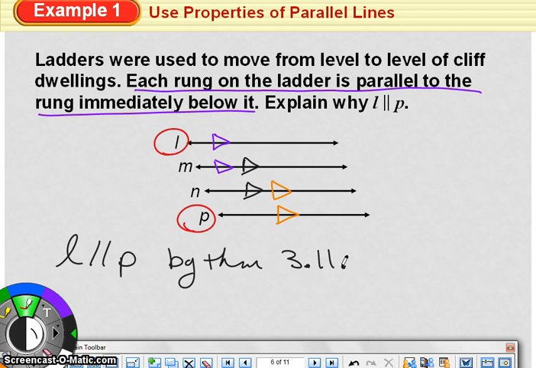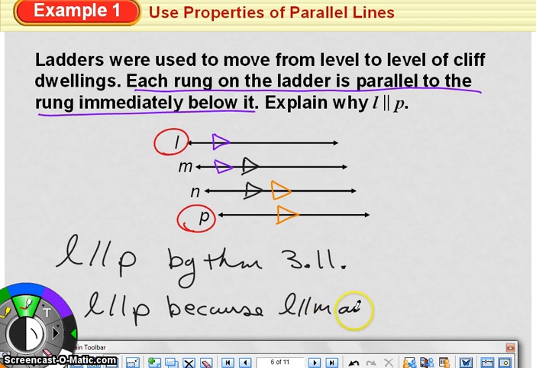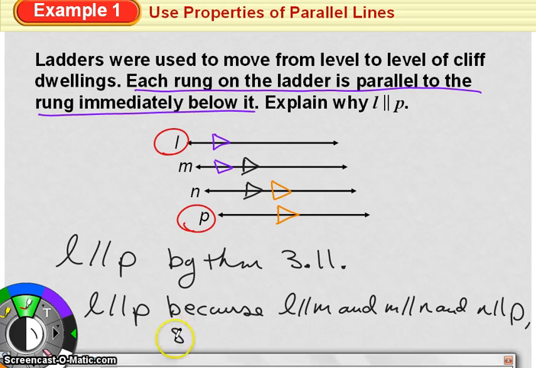Or we could say L is parallel to P because L is parallel to M, and M is parallel to N, and N is parallel to P. So L is parallel to P. Okay? Either way of stating that would be fine.